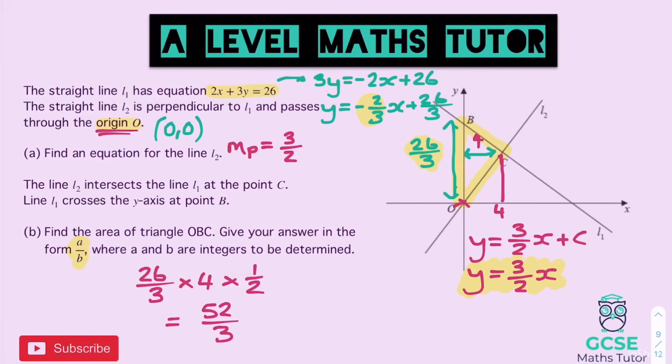There we go, it's an area, so that'd be units squared, but we have 52 over 3, and that is in the form that the question was asking for, where it said find the area of that triangle, giving it in the form a over b, where a and b are integers to be determined, so a is 52 and b is 3.